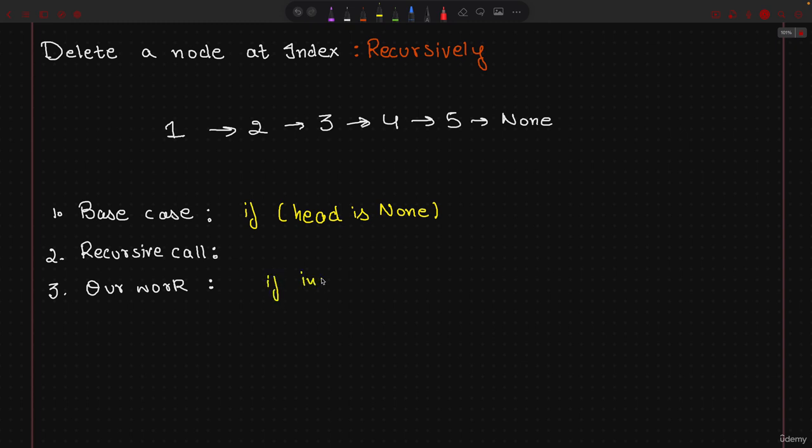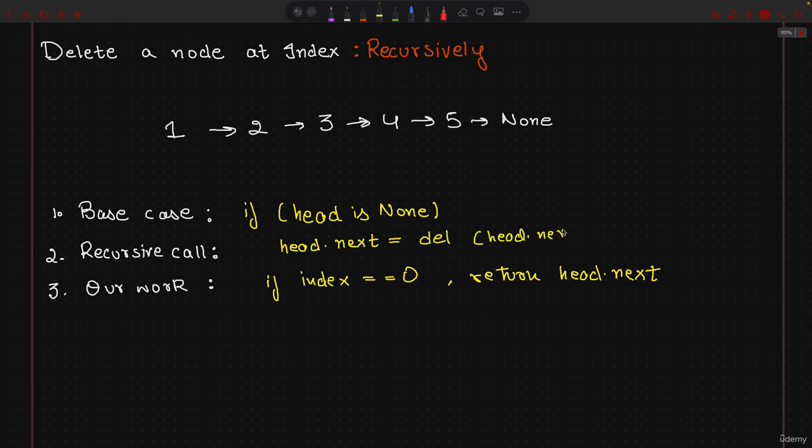If index becomes 0, then we will simply return head.next, right? We have already made sure that head is not null. That's the base case. If index is 0, then we will delete it. And if that is not the case, then okay, let recursion do the work. head.next is equal to delete head.next and index minus 1, right? So this is how we can handle it. Again, these are interchangeable. Till now, we have done lots of problems on recursion, so I'm pretty sure that you will be able to understand why each and every step is done here.